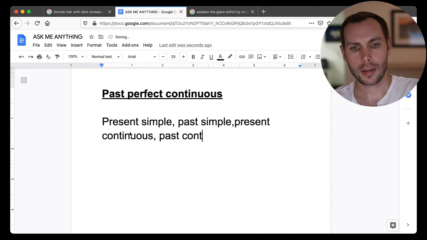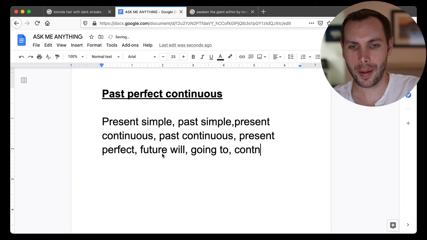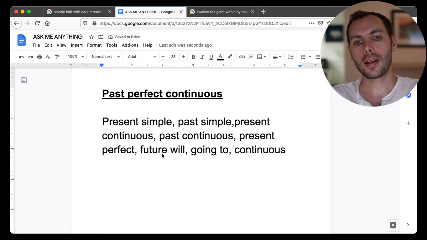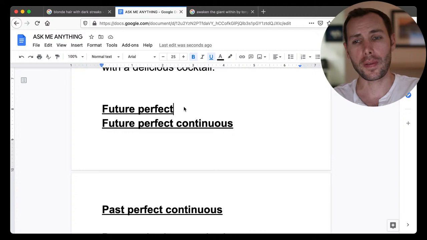Get quite a few, and the present perfect, and also probably future will and going to, yeah, and continuous. That's a lot, right? But that just shows you, I mean, you want to know all of the tenses, but as I said, probably the least commonly used ones are the future perfect continuous.